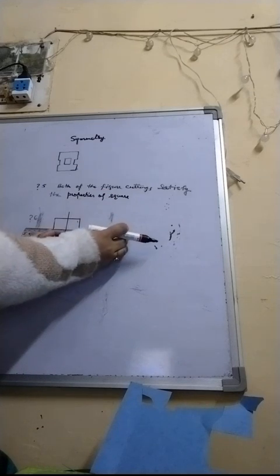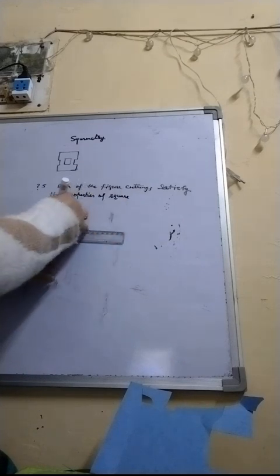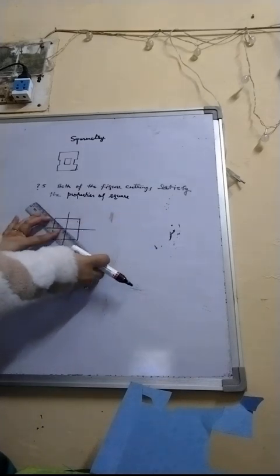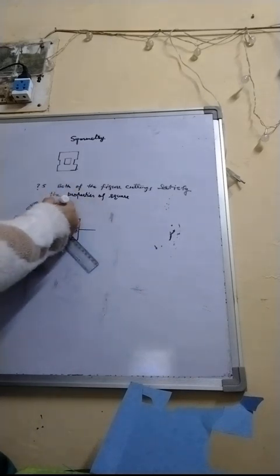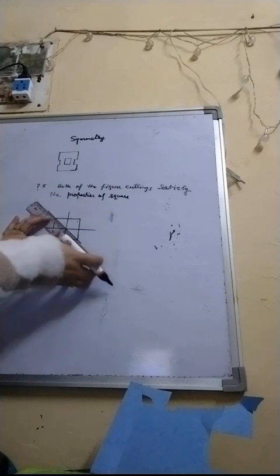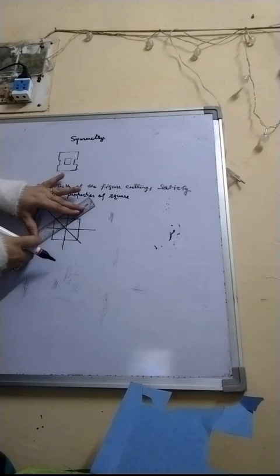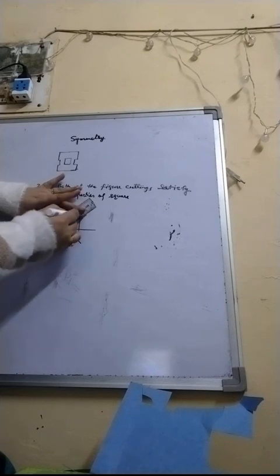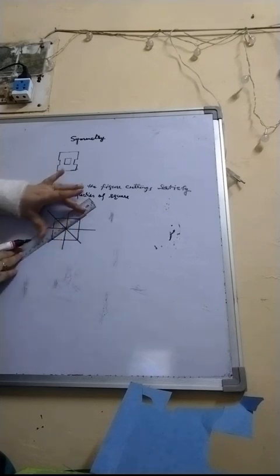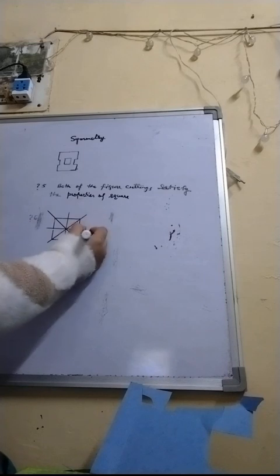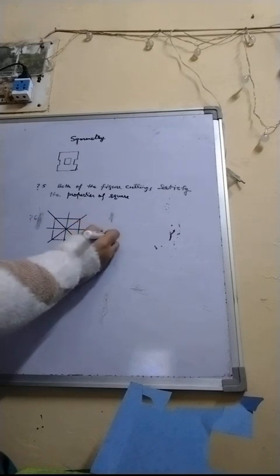The second line of symmetry was the horizontal line. This is another line of symmetry. Then the diagonals you join. The diagonals joining, the line joining the opposite corners, divide the square into two equal halves. So there were 4 lines of symmetry.